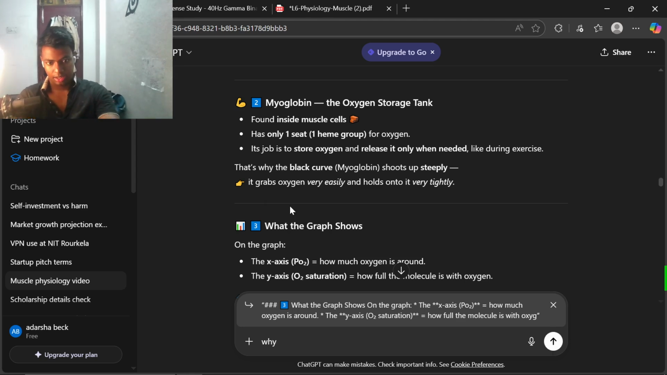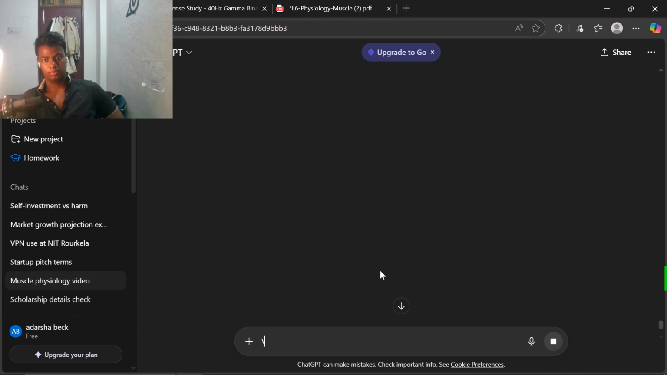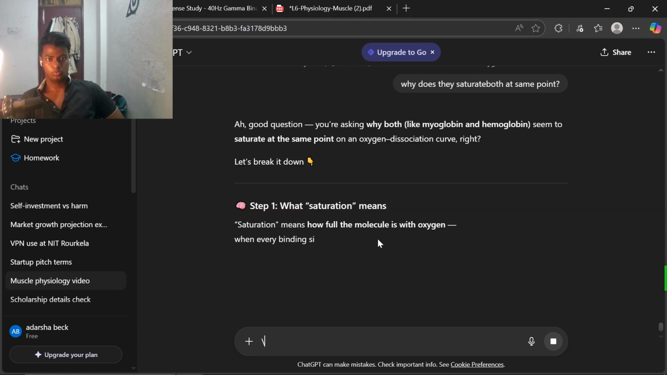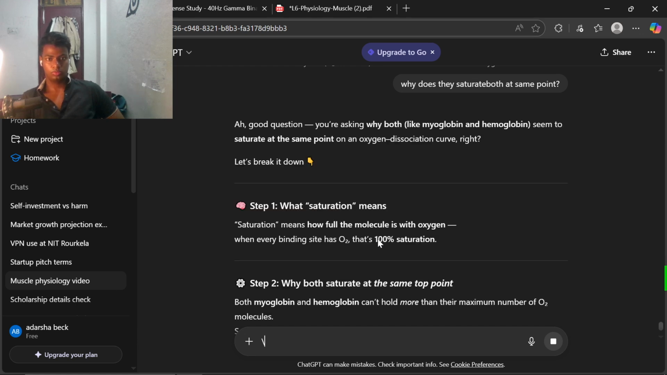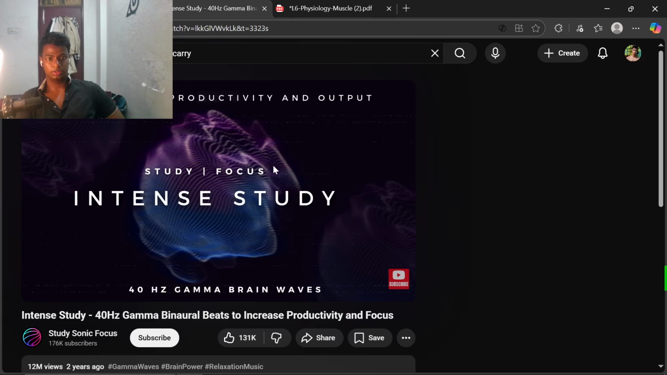Why do they saturate both at the same point? So when they are completely occupied, of course they'll saturate.